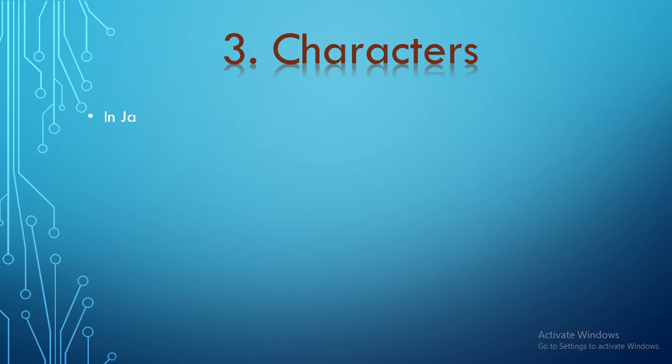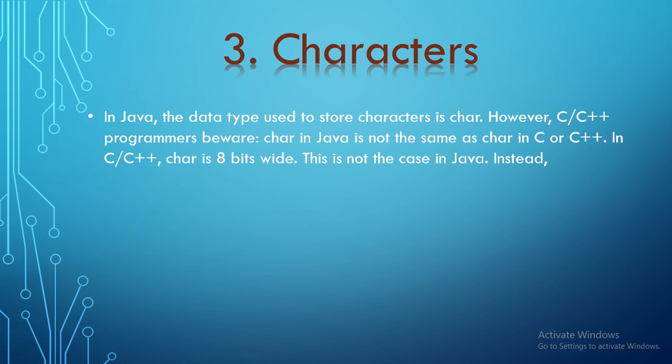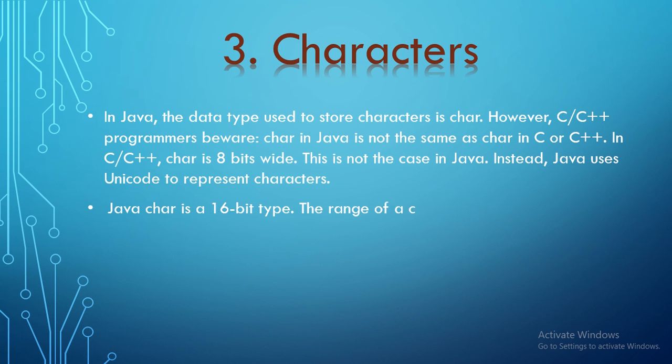Third category is characters. In Java, the data type used to store characters is char. However, C and C++ programmers beware: char in Java is not the same as char in C or C++. In C and C++, char is 8 bits wide. This is not the case in Java. Instead, Java uses Unicode to represent characters. Java char is a 16-bit type. The range of char is 0 to 65,536. There are no negative chars.